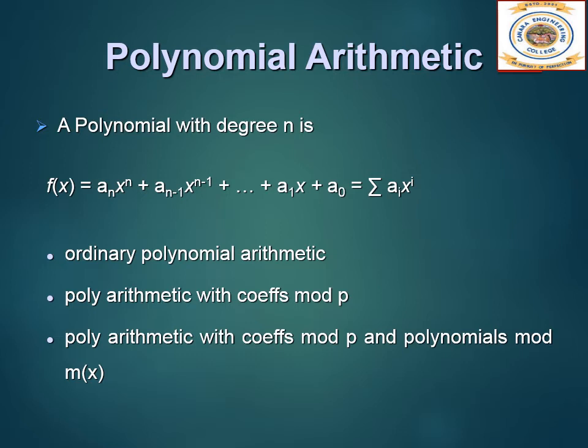We can distinguish three classes of polynomial arithmetic. The first one is the ordinary polynomial arithmetic, which uses the basic rules of algebra. The next one is polynomial arithmetic in which the arithmetic on the coefficients is performed modulo p. Then we have polynomial arithmetic in which coefficients are in mod p and the polynomials are in mod m of x. So first we will see the ordinary polynomial arithmetic.